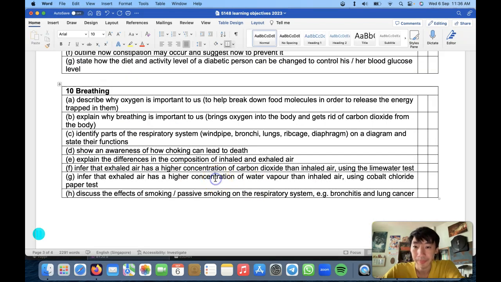Then let's talk about cobalt chloride. Exhaled air has a higher concentration of water vapor than inhaled air, shown using a cobalt chloride paper test. Let's look at that.